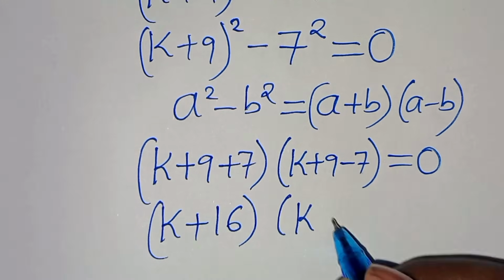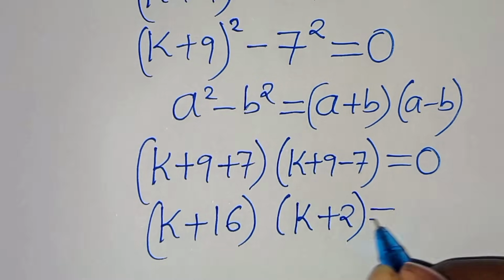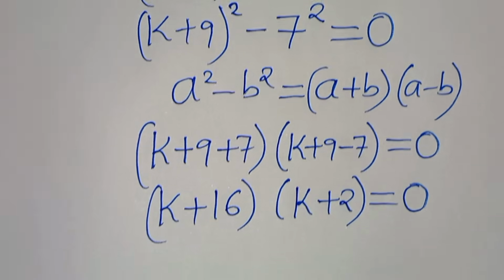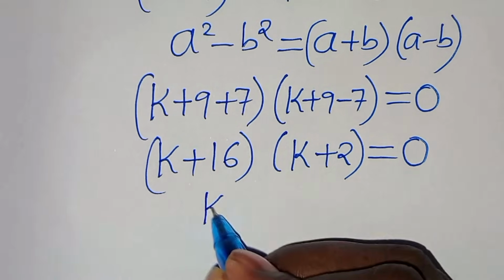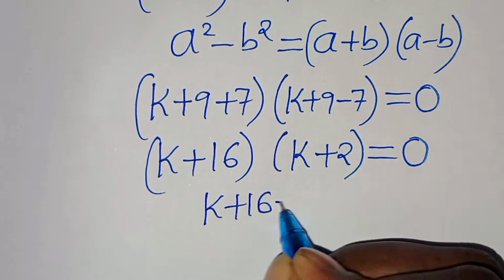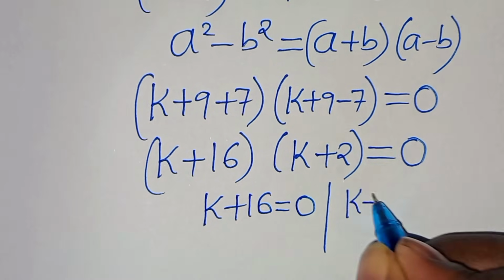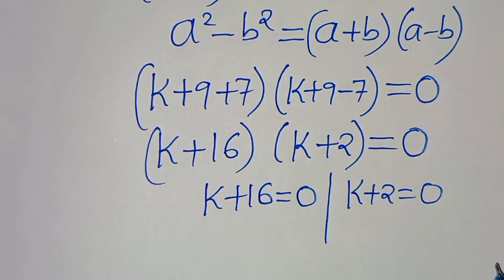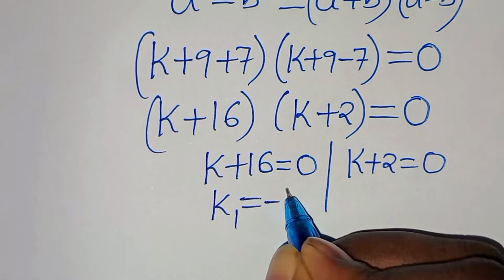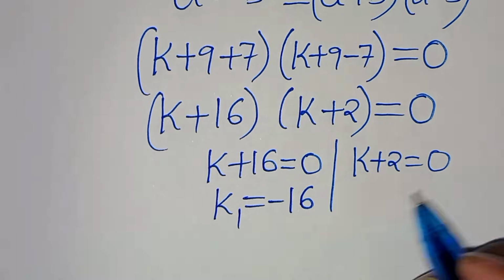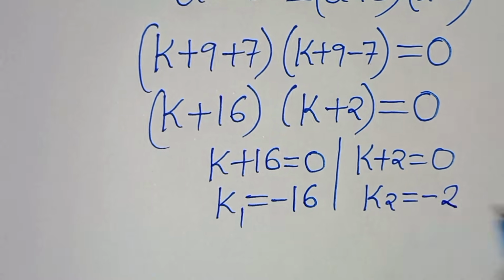9 minus 7, this is the same thing as 2, so we have plus 2. This is equal to 0. So we have two parts here. We have k plus 16. This is equal to 0. And we have that k plus 2. This is equal to 0. So we have k1. This is equal to minus 16. And we have that k2 is equal to minus 2.